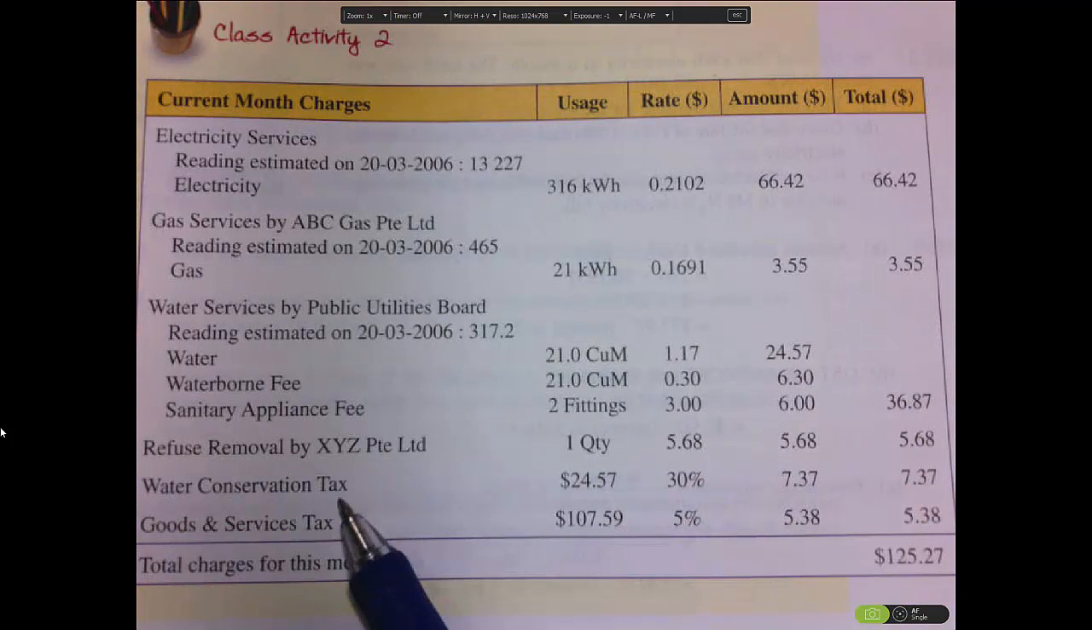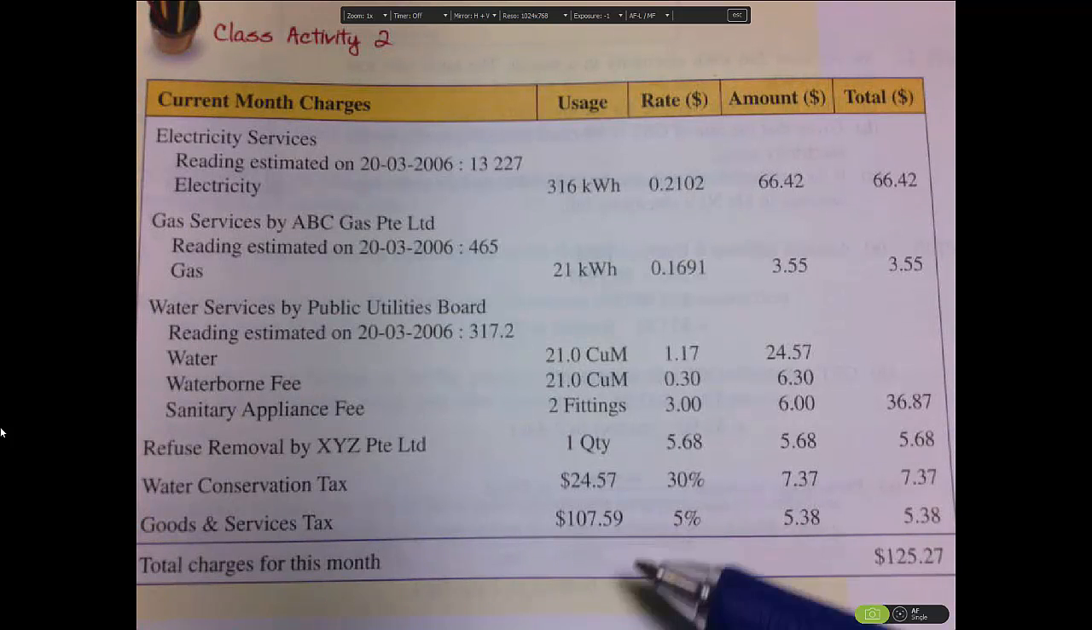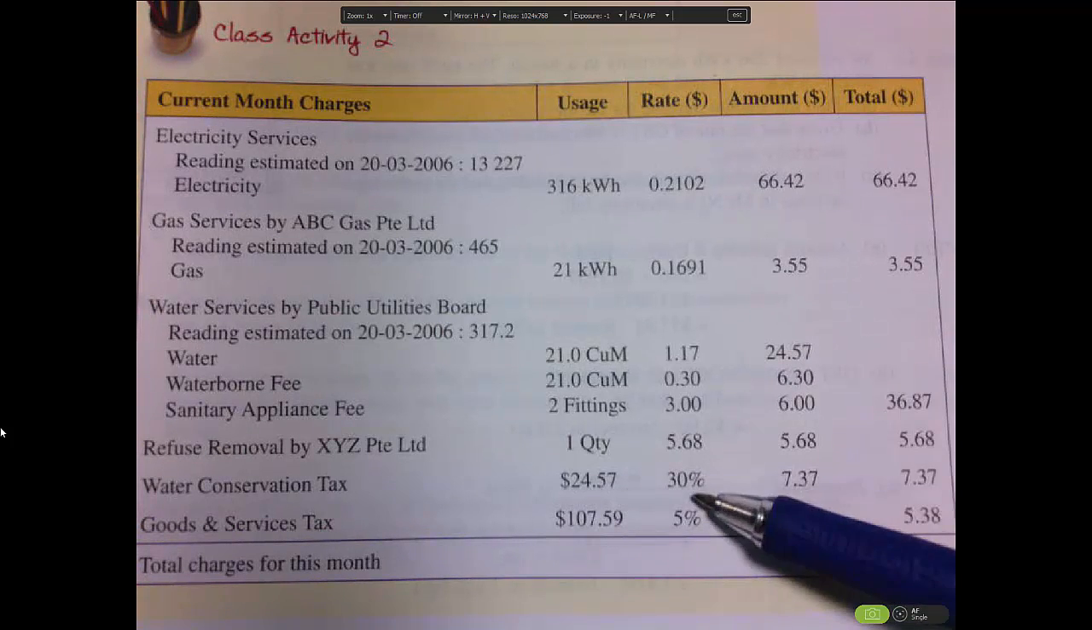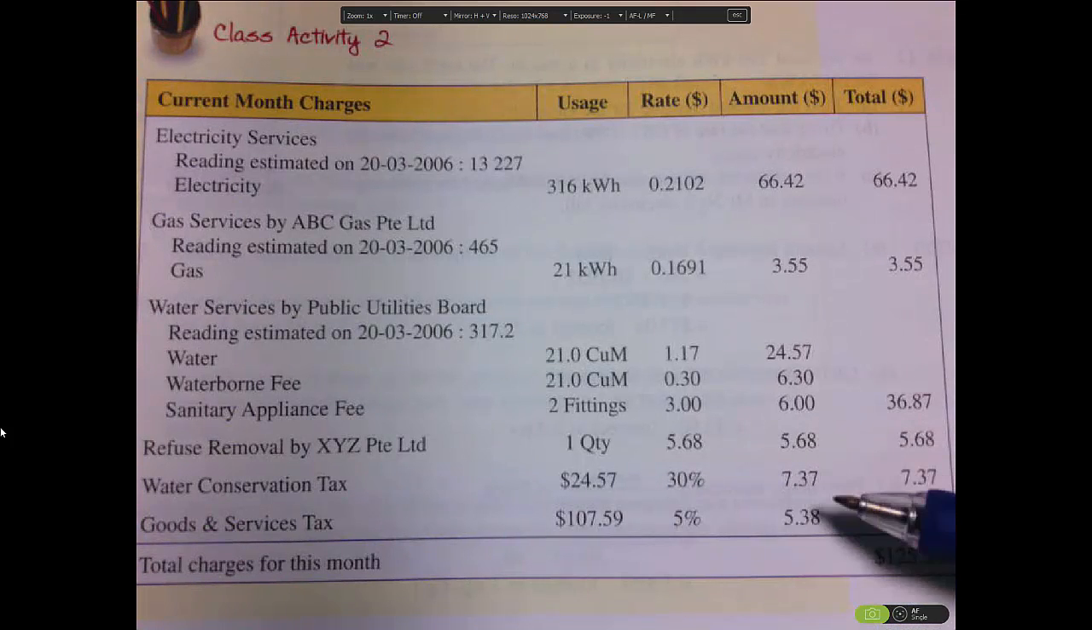This is in a way to encourage people to save water. As I have said earlier, water is a precious resource, so the more water you use, the higher your tax. So you say, hey, I'm paying so much water conservation tax here, I think I should try to use less water. So this $7.37 acts as a deterrent from you using more water.